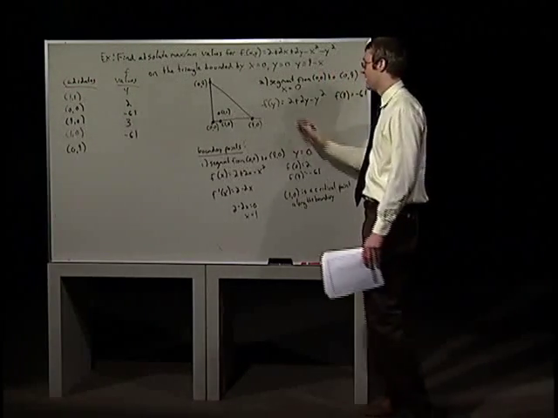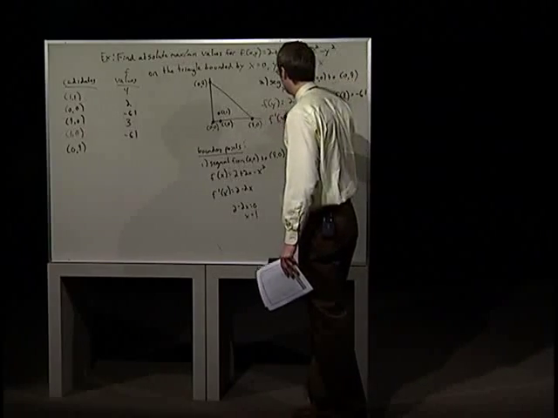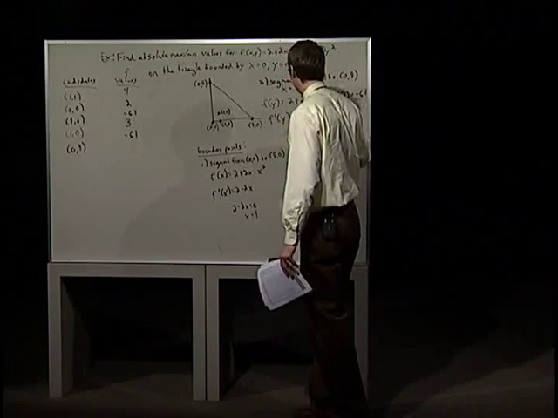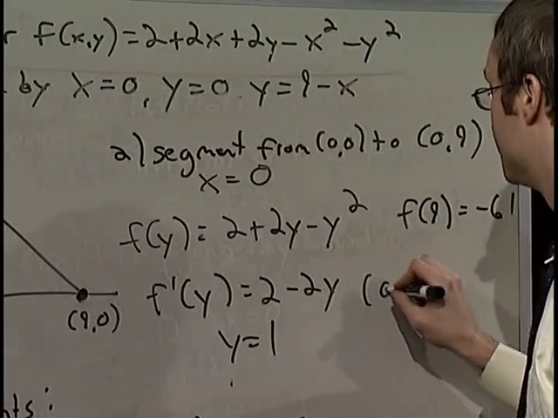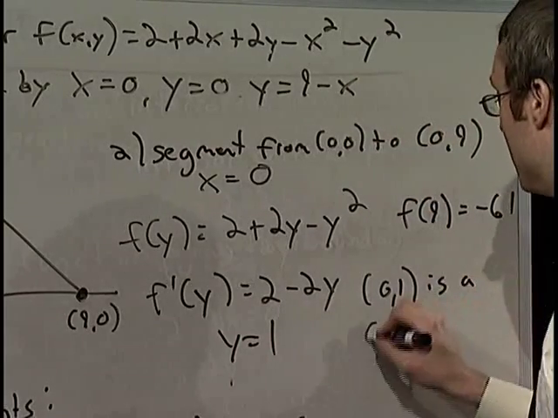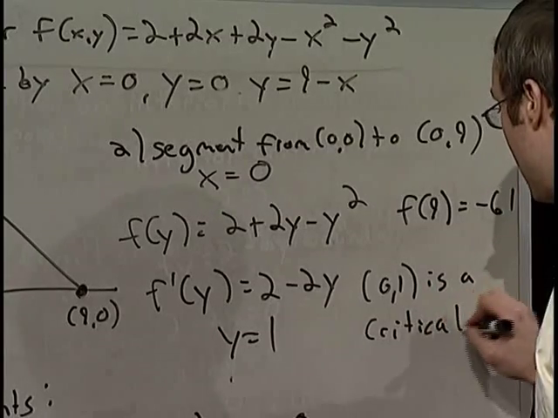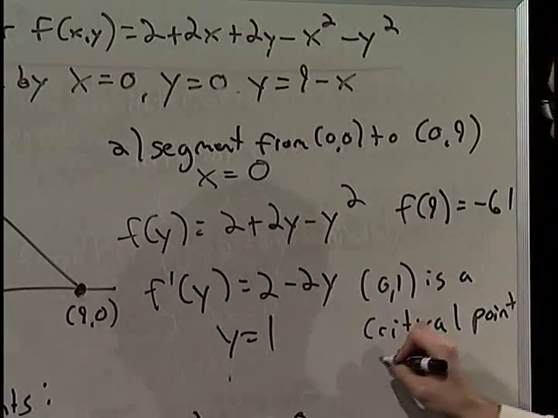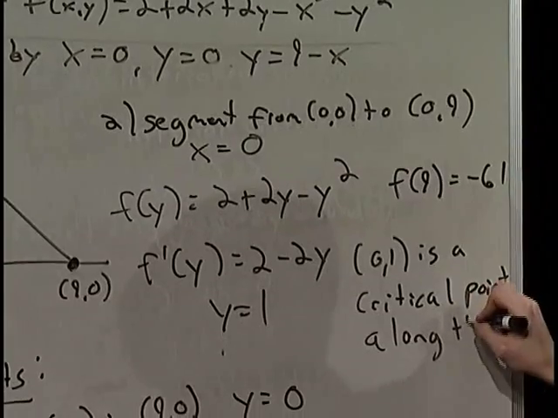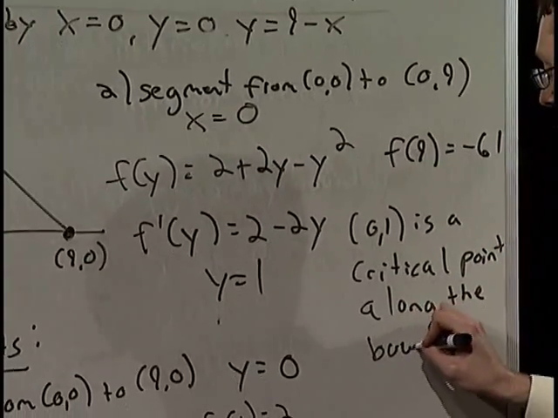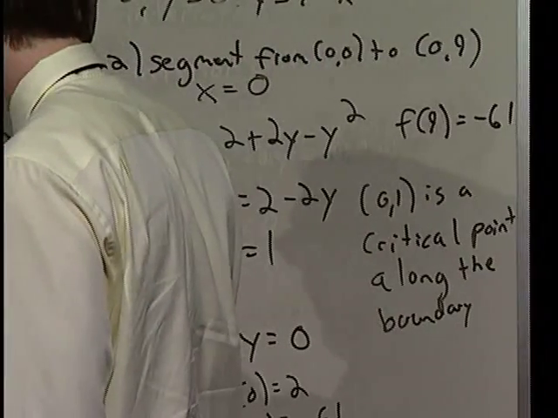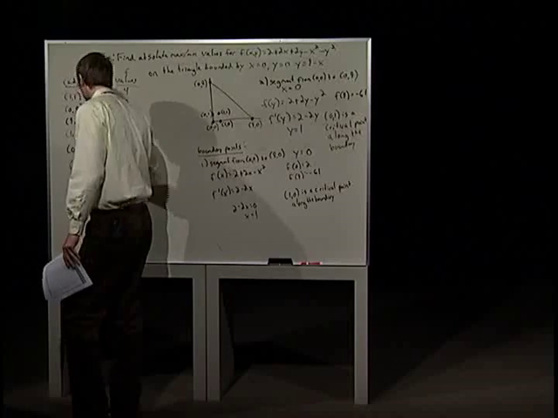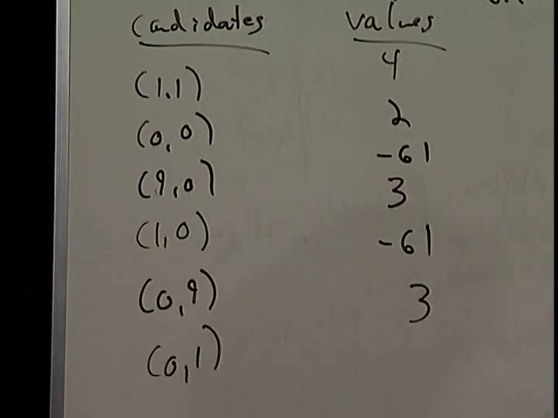And if we differentiate this with respect to y, we're certainly going to get 2 minus 2y. And so y equals 1. So 0, 1 is a critical point along the boundary, again, just like 1, 0 was. All right, so there's 0, 1. That's a critical point. And it's going to give us the exact same value that 1, 0 did of 3, right?